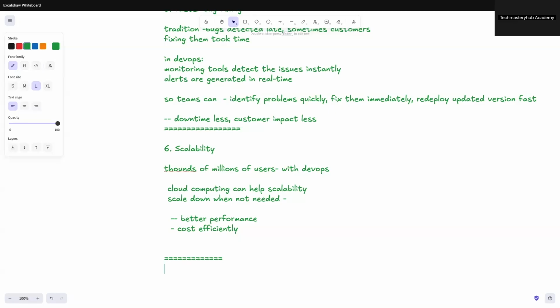So DevOps is not just about tools or processes. It completely transforms how software is built and delivered. It provides speed, quality, reliability, scalability. And that's why today DevOps is not optional anymore. It is essential for modern IT systems. So these are the benefits of DevOps. Now we will see the important DevOps tools. What are the DevOps tools being used in the market and how important they are?